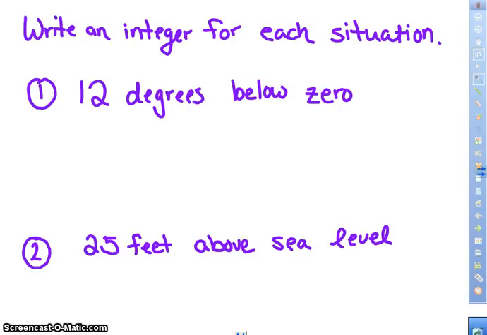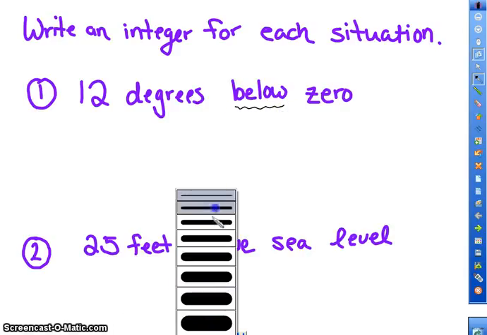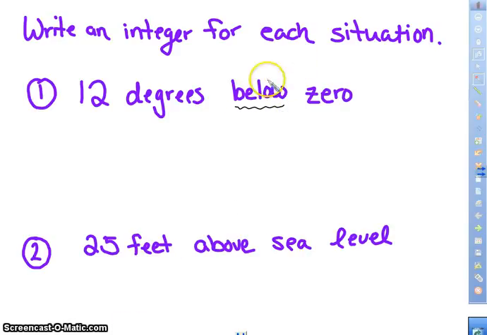So we're going to start off pretty easy. We're going to write an integer for each situation. And remember, an integer is all whole numbers and its opposites. So 12 degrees below 0. Now below here is going to be our key word. And if it's below 0, that means it is under 0. So it's going to be negative 12. Okay, if you want to put your degree signs on there, you're more than welcome to do that.